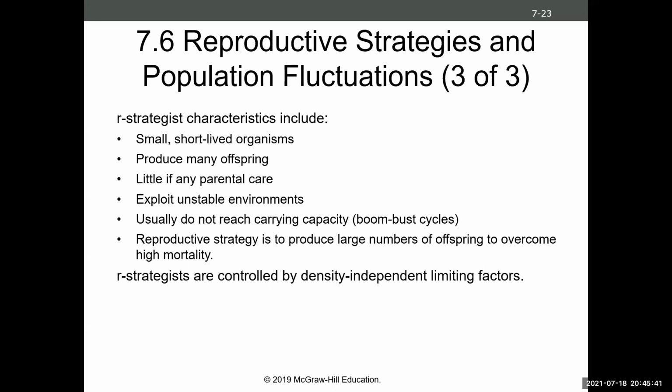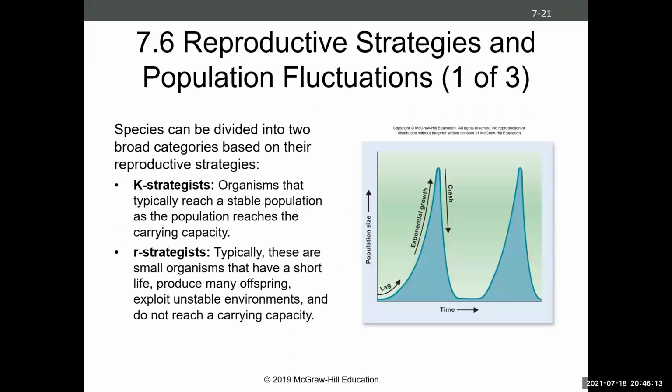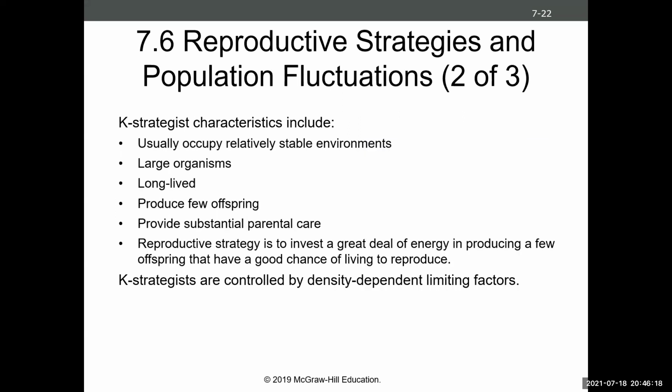For r strategists, it's the opposite. Small, short-lived, lots of offspring, so much energy put into, say, laying a lot of eggs, and little parental care, if any. Usually it's like fish laying a bunch of eggs and then going on, and those eggs hatching and those individuals fending for themselves. They live in typically unstable environments. They typically have that boom-bust cycle like you see here. They'll jump up in population size and then crash, and then jump up and crash.